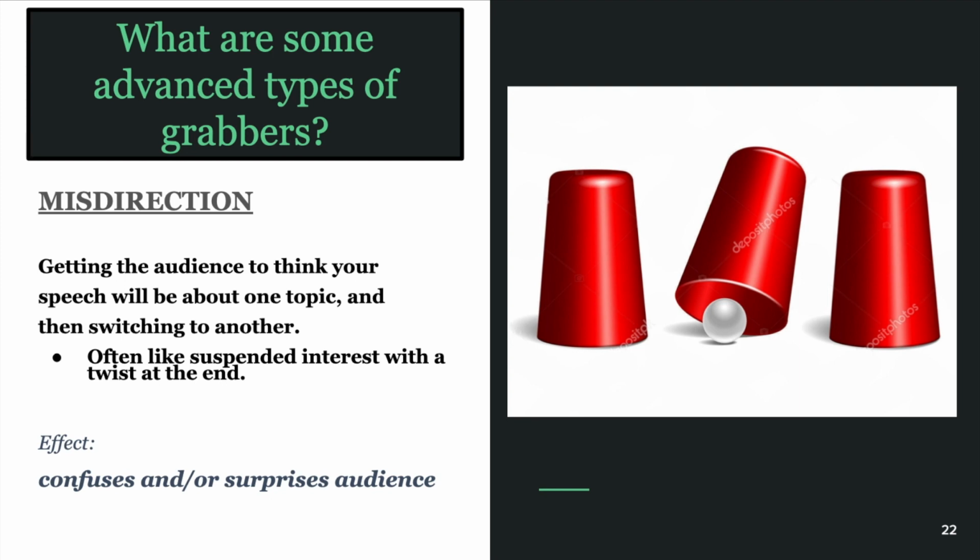So what you want to do is confuse the audience and then surprise the audience. So using all 9 aspects of delivery here is going to be extremely important because that will be part of the confusion and part of the surprise.